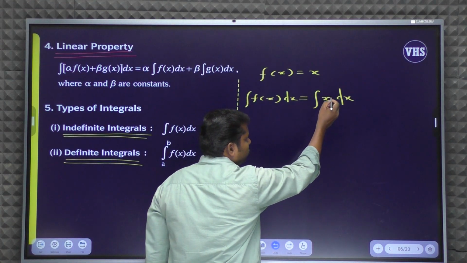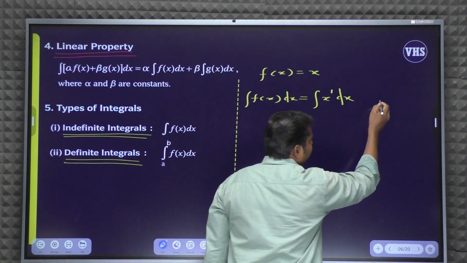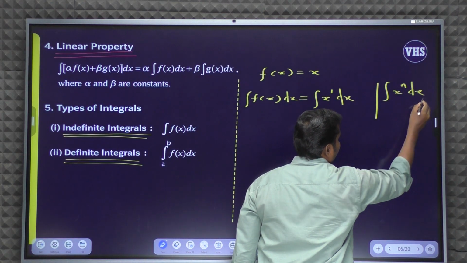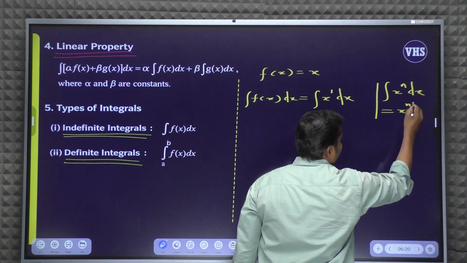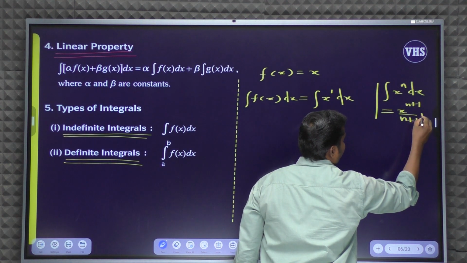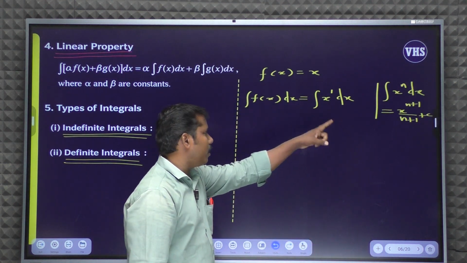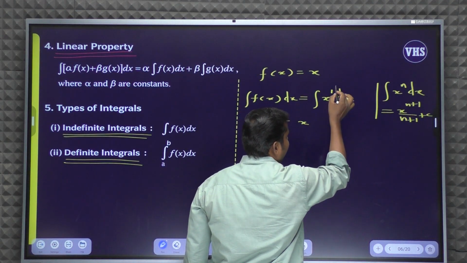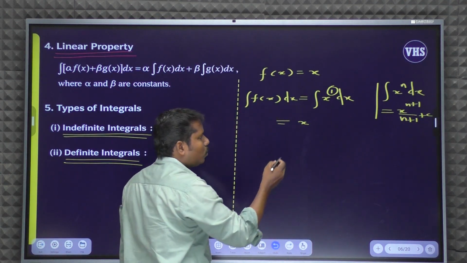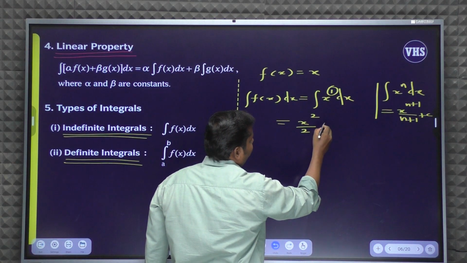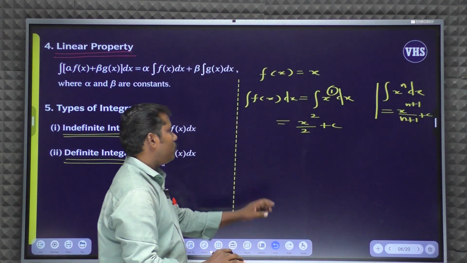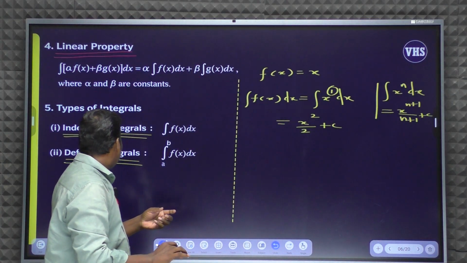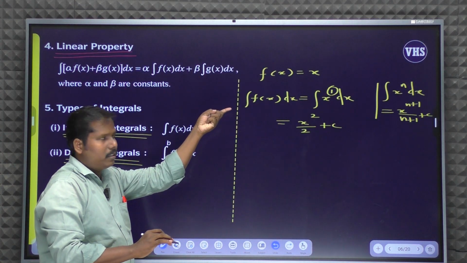See here, x means x to the power of 1. We know the formula for x power n. The integral of x power n into dx is nothing but x power n plus 1 by n plus 1 plus c. Make use of that formula here. You are getting x power n plus 1. What is n here? 1. 1 plus 1? 2. x square by 2 plus c. That's it. So the integral of x is x square by 2 plus c. In a similar way, let us compute the definite integral for the same function.